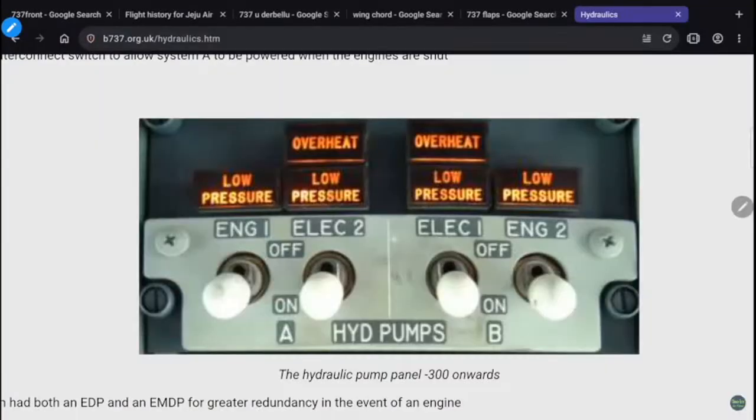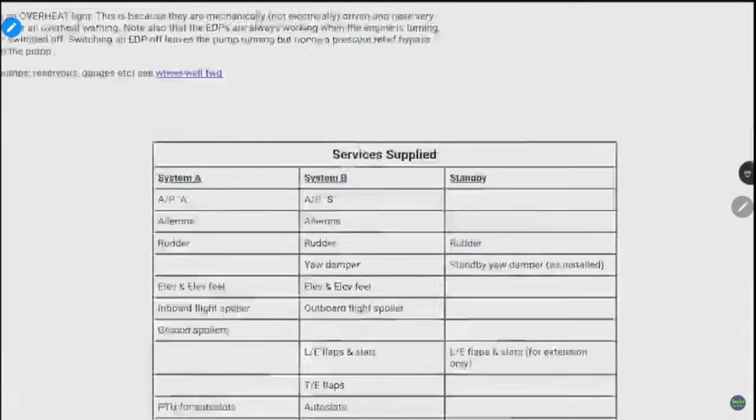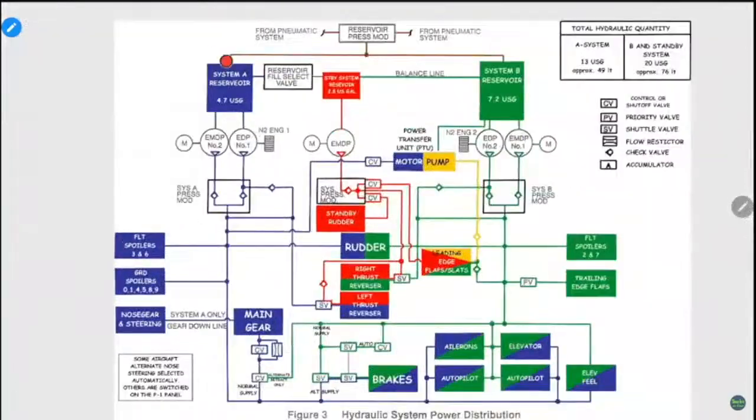Here's a quick look at what you would see in the cabin. If you notice here for hydraulic system A, you have engine 1 and electric 2, right? And then for hydraulic system B, you have electric 1 and engine 2. What that means is that the hydraulic system is highly redundant. Here in blue is system A, and in green is system B. And there's actually a third system, a standby system and reservoir that can also power some of these various systems.